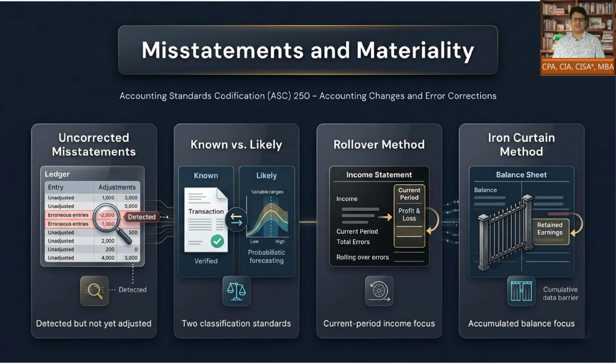In this episode, we continue ASC 250 and focus on misstatements and materiality. In video 4, we studied how to correct a material prior period error once restatement is required. Today, we step one level earlier and ask a more judgment heavy question. How do we evaluate whether a misstatement matters enough to require correction in the first place? We will cover uncorrected misstatements, known versus likely misstatements, the rollover method, and the iron curtain method. This is where accounting becomes less about automatic mechanics and more about disciplined professional judgment.